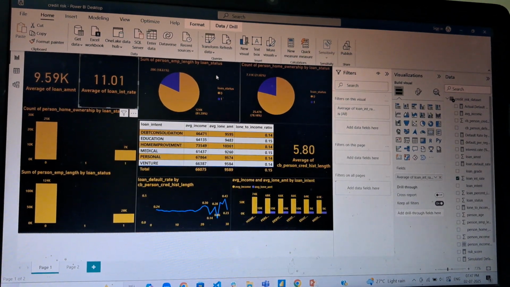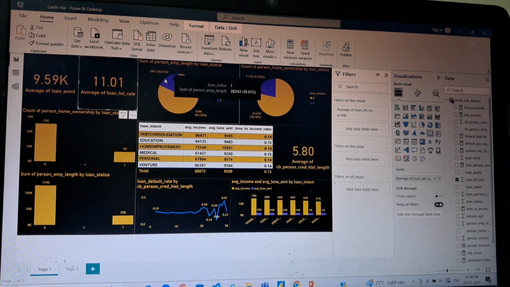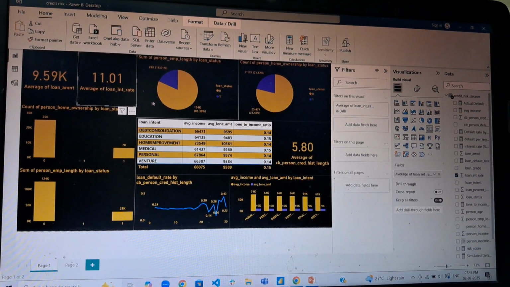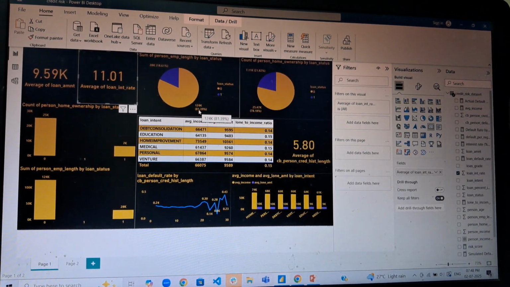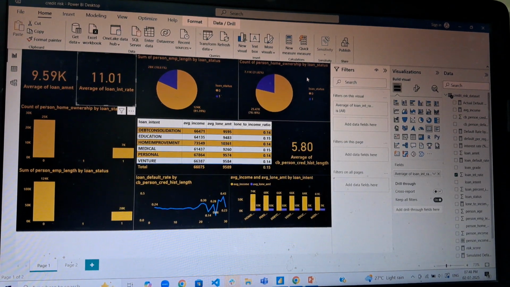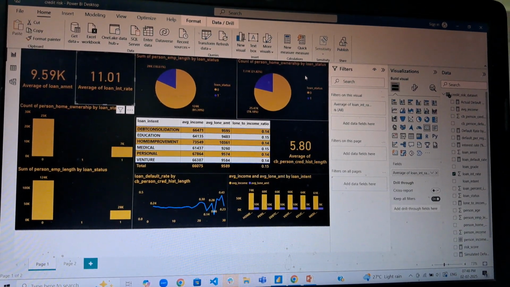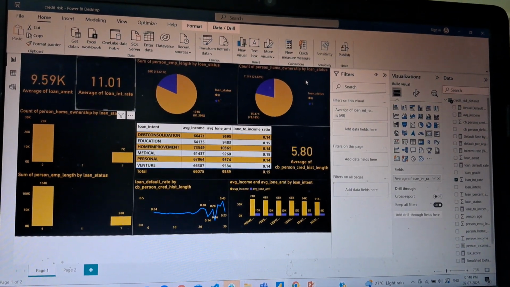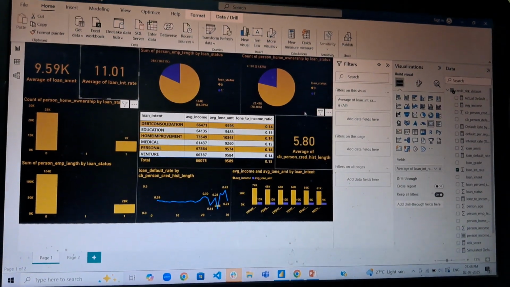And these are the pie charts we have used for the same. 18% of the person employment length has loan status 1. And this is the pie chart we have used for home ownership by loan status: 21 percent has loan status 1 and 78 percent has loan status 0 for the person home ownership.